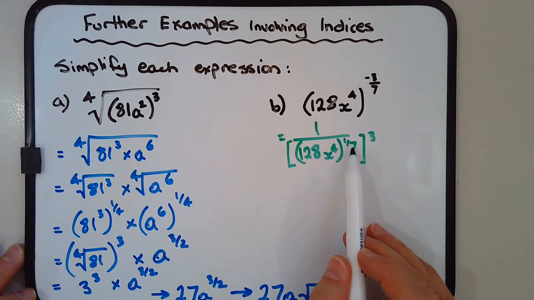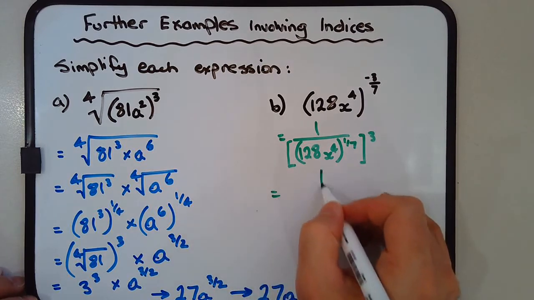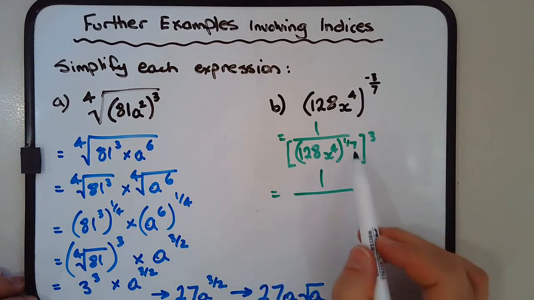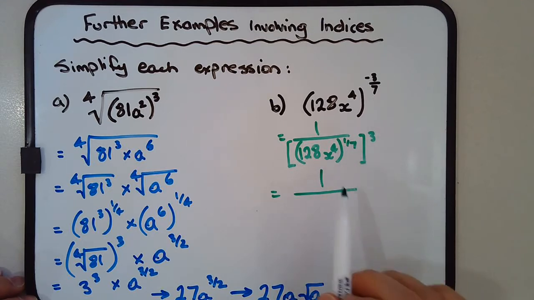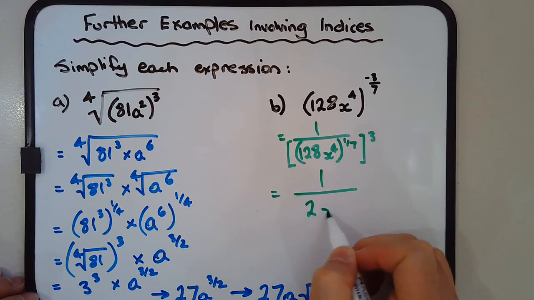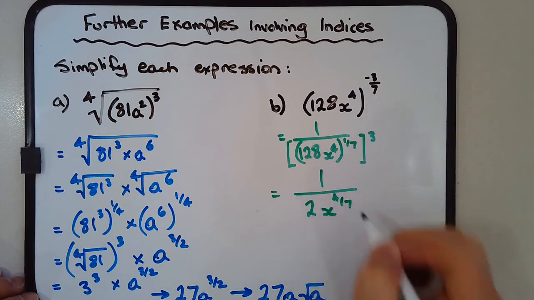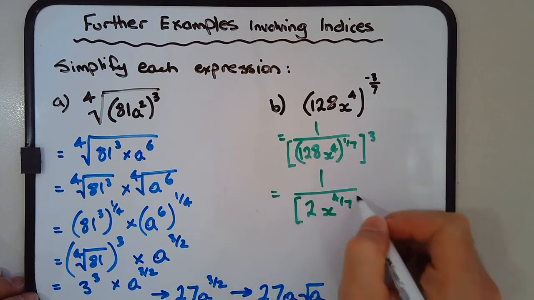128 to the power of 1 on 7. That's the 7th root. The 7th root of 128 is 2. 2 times 2 times 2 times 2, so on and so on, 7 of them together, if you multiply them together, you get 128. So that's going to be equal to 1 over, now applying this raising to the power of 1 on 7, 2x to the 4 on 7, all to the power of 3.